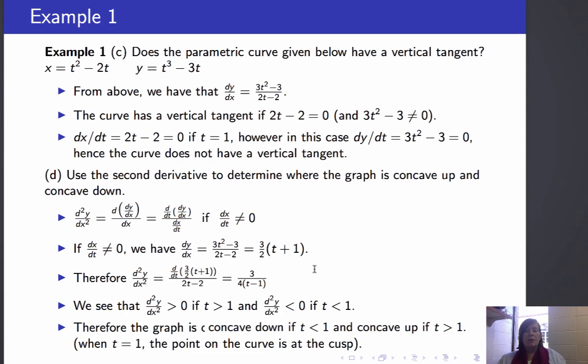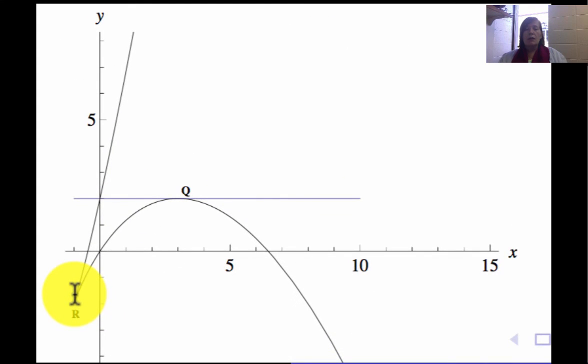So this means our graph is concave up if t is greater than 1, and concave down if t is less than 1. And remember, on our graph, the point where t equals 1 is the point at the cusp, so we see that the graph is concave down for t less than 1, and we see our graph is concave up for t greater than 1.